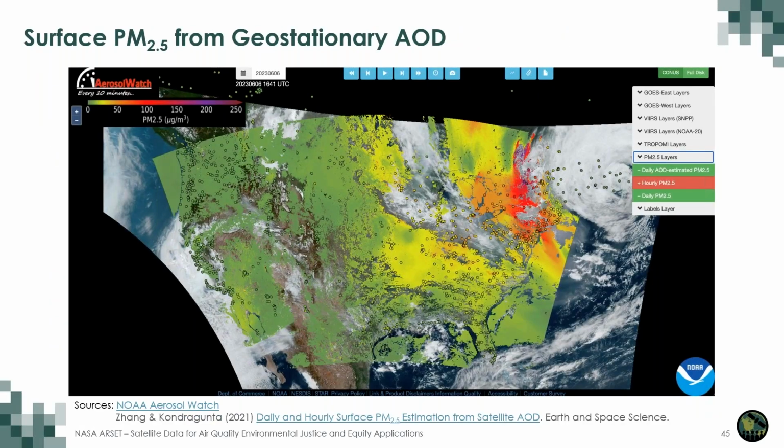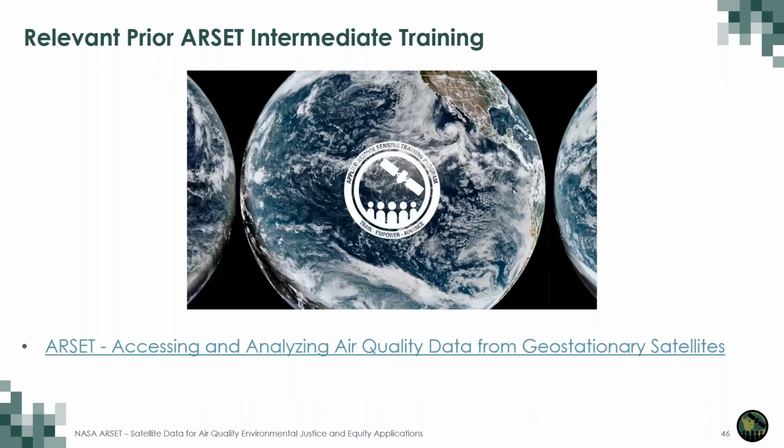Some surface level PM2.5 data products are also available using geostationary AOD data. Here I'm showing an example of a daily PM2.5 map over the contiguous US, created from a composite of AOD information from the GOES satellites and surface level PM2.5 monitor data for the US and Canada. You can access these images from the NOAA Aerosol Watch website linked at the bottom of the slide. If you're interested in using geostationary AOD data, I'd encourage you to take a look at our earlier ARSET training on accessing and analyzing air quality data from geostationary satellites, which is linked here.